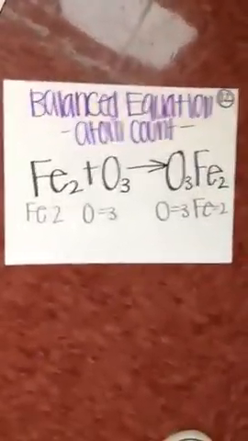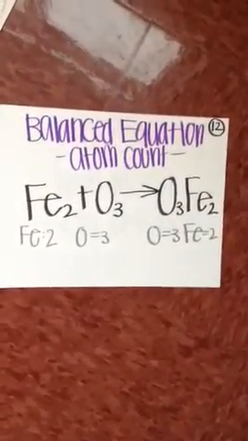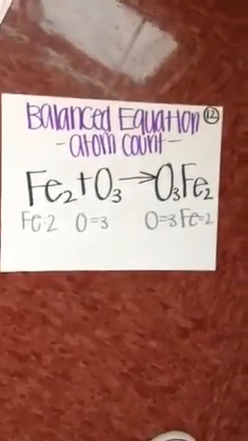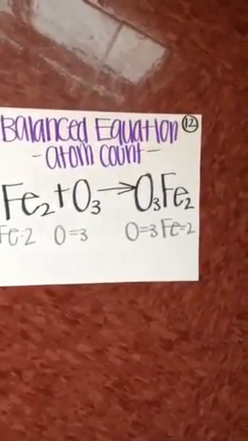Balanced equation atom count is pretty much like this again. So this is another example of counting atoms. And there's 2 iron, 3 oxygen, 2 iron, both sides. And that's it.